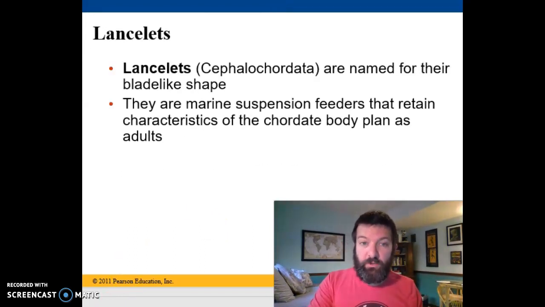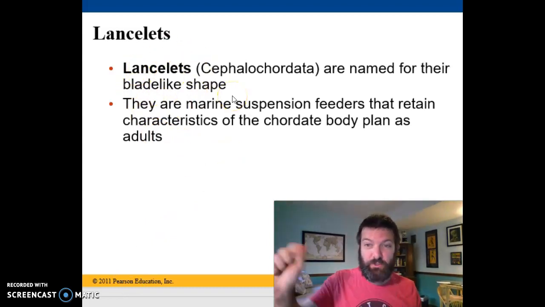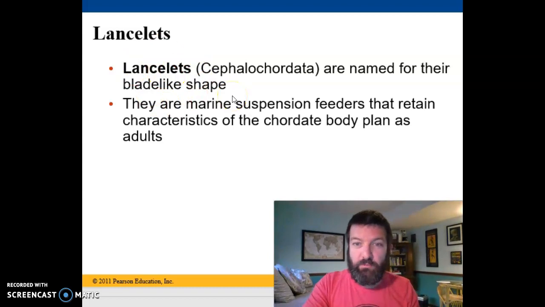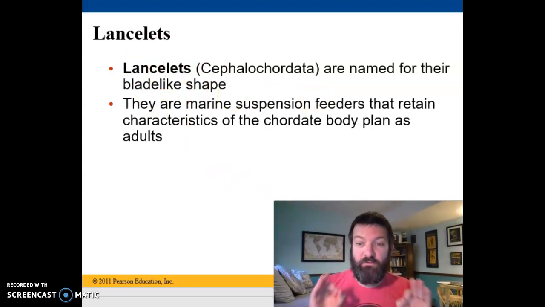And the first main group of chordates is Cephalochordata, again, the oldest main group. And the sort of classic example of Cephalochordata are the lancelets. They're called that because they look like a lance or a sword. And they are marine suspension feeders, and as adults, they have all of the main chordate characteristics.